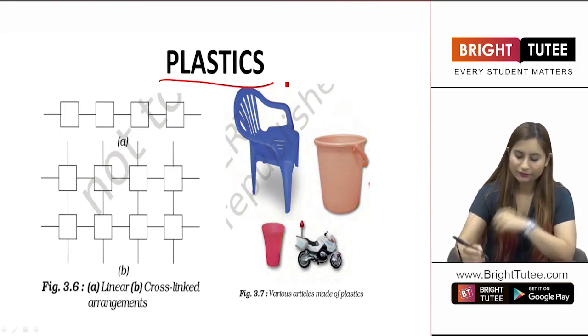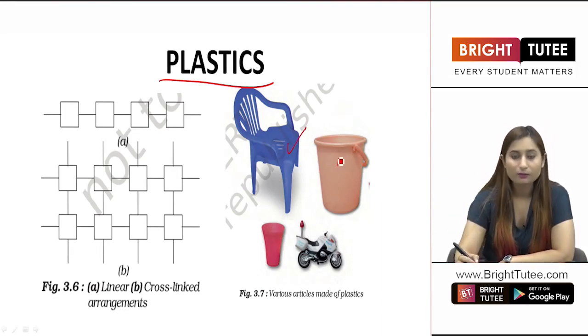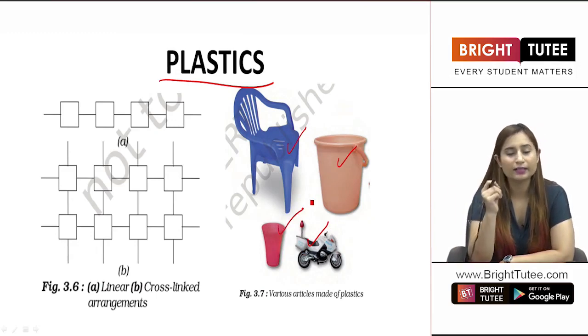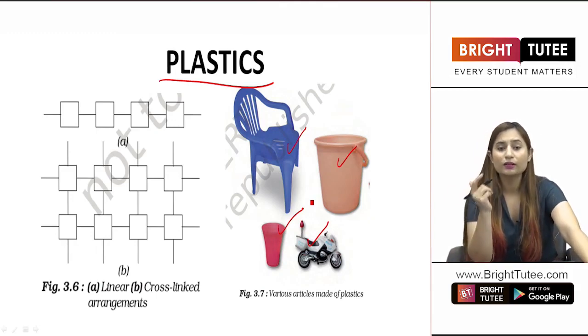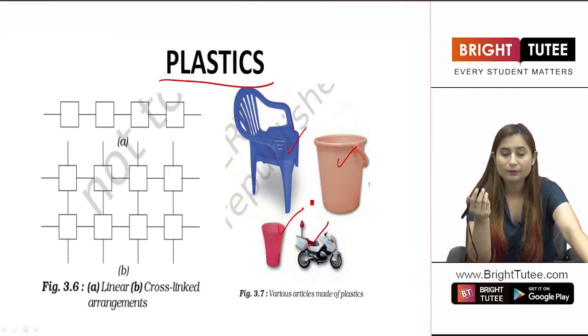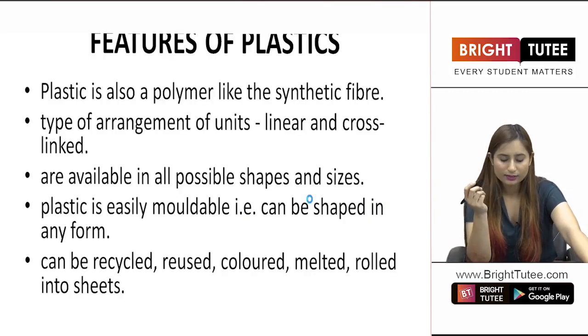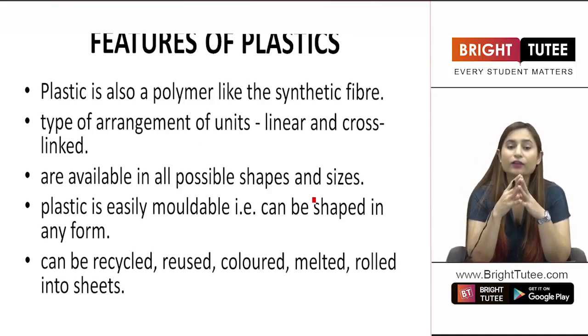You can see there are different objects in front of you such as chair, bucket, toys, containers. All of these have different kinds of plastics in them, right? Now, obviously they are so useful. We must know about them. We must know where they come from, how we synthesize them, what the uses are, and how we dispose of them, obviously. So students, let us start with the features of plastic.